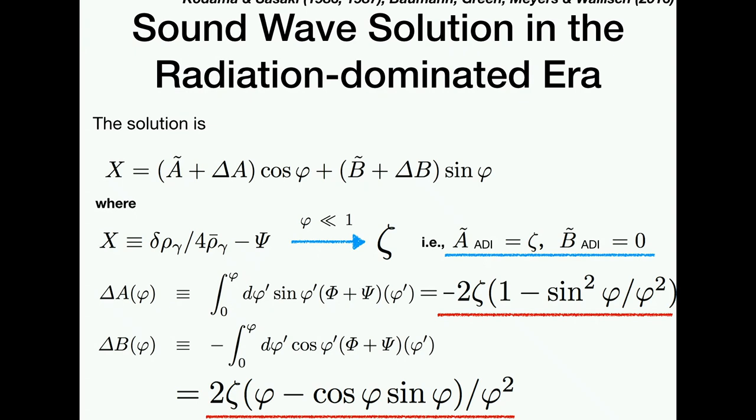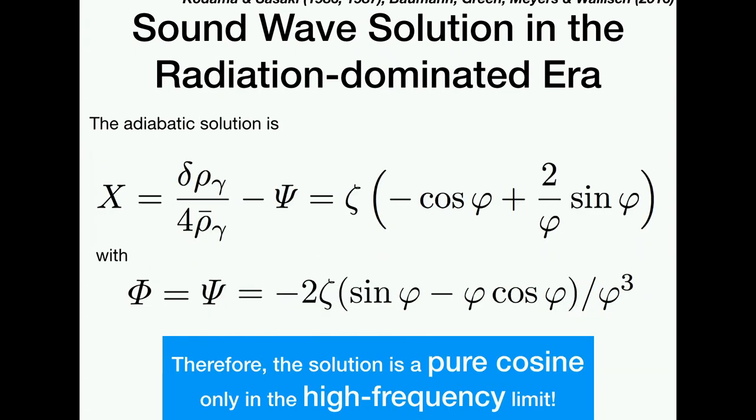Now you plug in all these things here into equations, then that's the final answer. Okay? So that's the answer. Delta rho over 4 rho minus psi is zeta minus cosine phi plus 2 over phi sine phi. In the high frequency limit, phi is much greater than 1. So this is negligible compared to cosine. So it's a pure cosine, but only in high frequency limit.